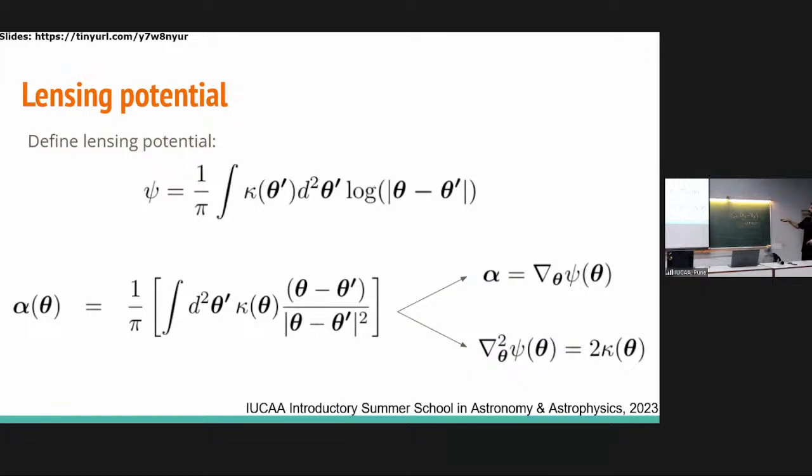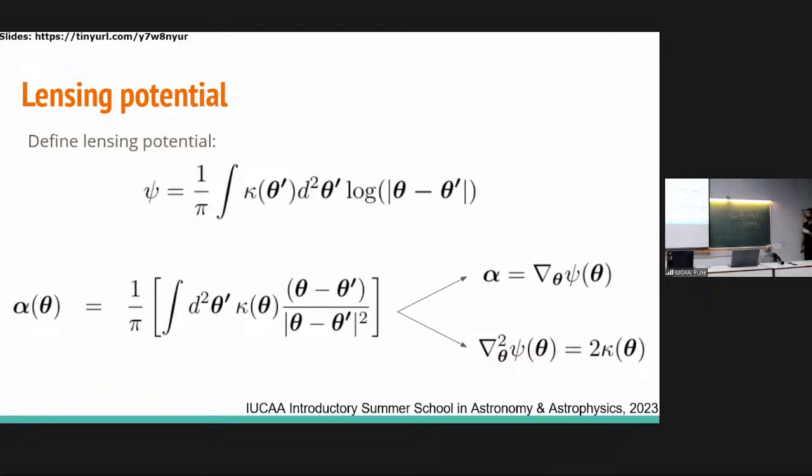So in gravitational physics, you have a 1 over r squared, and that's why your potential goes as 1 over r. Here, you have a 1 over theta in the deflection angle, and so here you need a log of theta. Okay. So you can prove this, you can run through all the mathematics and show that if you take a gradient of this particular potential, you actually get back this equation.